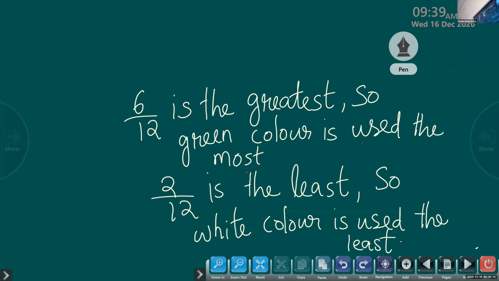So 6 by 12 is the greatest. Look at the numerator, 6 is the bigger number. All the denominators are the same, 12, so we will look at the numerator. 6 is greater. So which color is used the most? Green color is used the most. 2 by 12, look at the numerator, 2 is a small number, so it is the least. So white color is used the least.